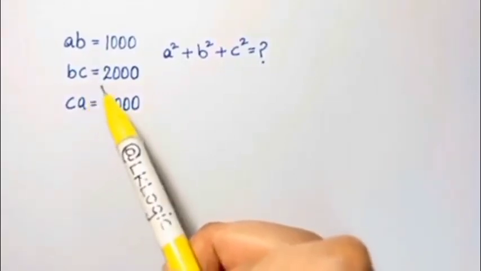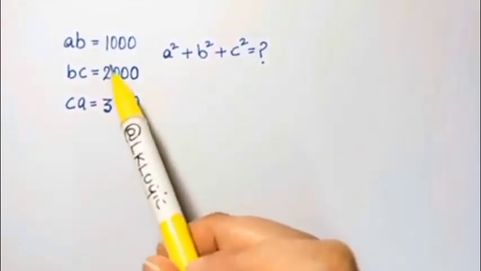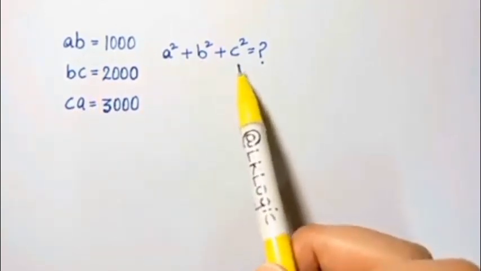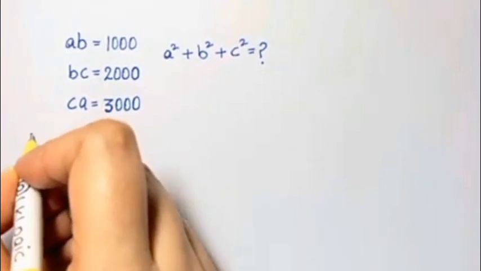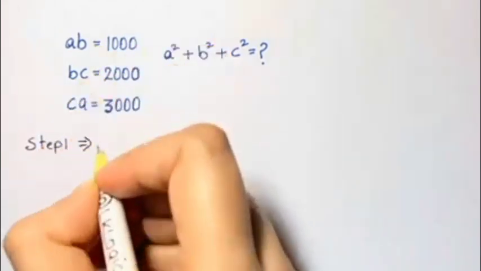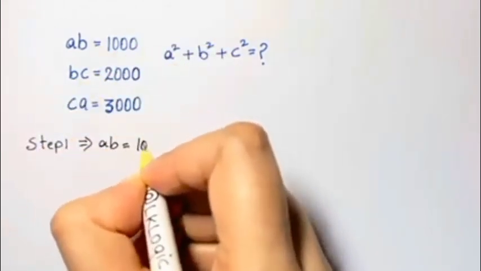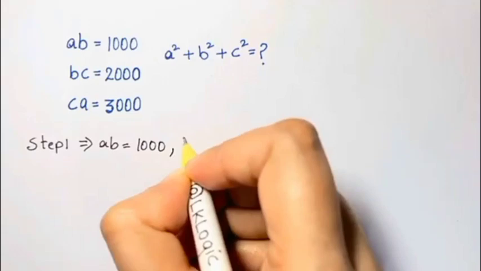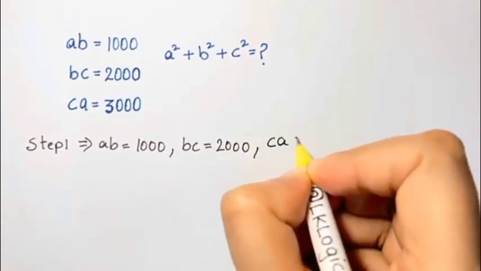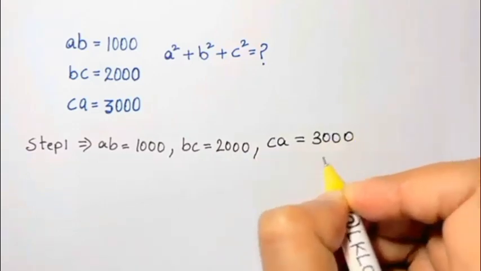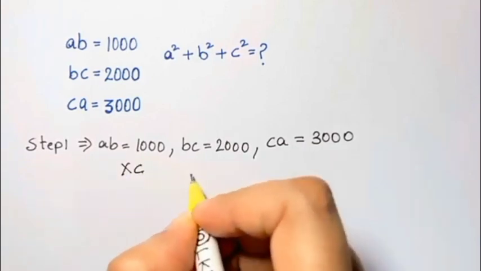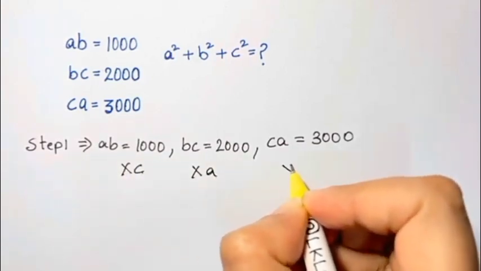Yeah, we're gonna solve a nice algebraic problem. So here we have been given AB, BC and CA. We have to find A square plus B square plus C square. So what's the first step we're gonna do here is, let's see, step 1. I'm gonna write it. AB is given to us as 1000 and BC is given as 2000 and CA is given as 3000. Now let's multiply this term by C and this term by A and this term by B.